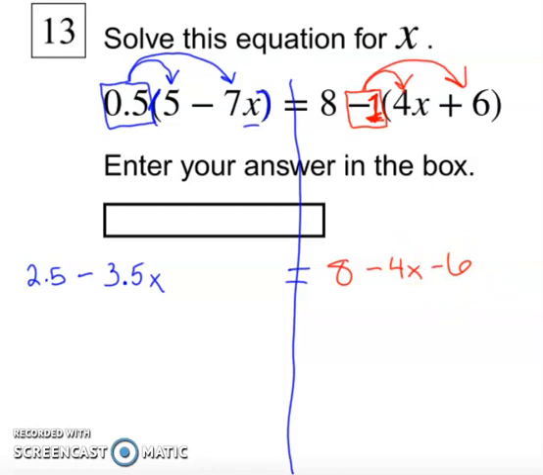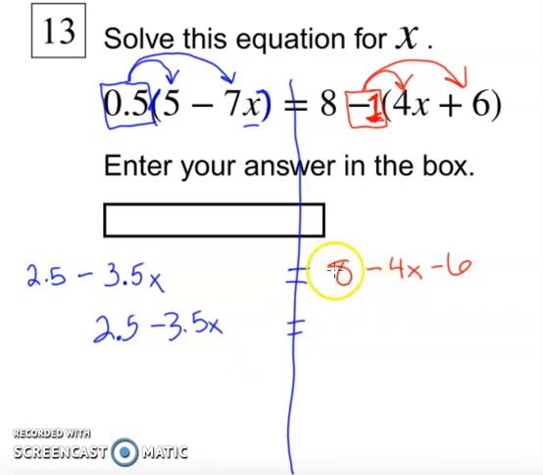And then we're just going to look at how to work through each side. So on this side, I can't really do anything. I can't combine these because there's no x in the 2.5. So I'm just going to rewrite it, 2.5 minus 3.5x, and that's equal to, and then over on my right side, I can combine some stuff.